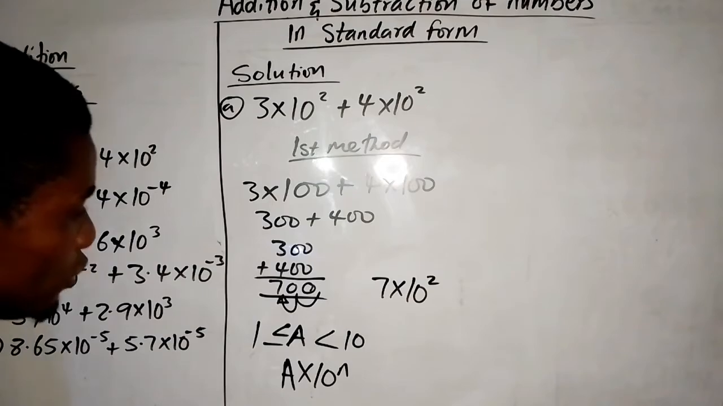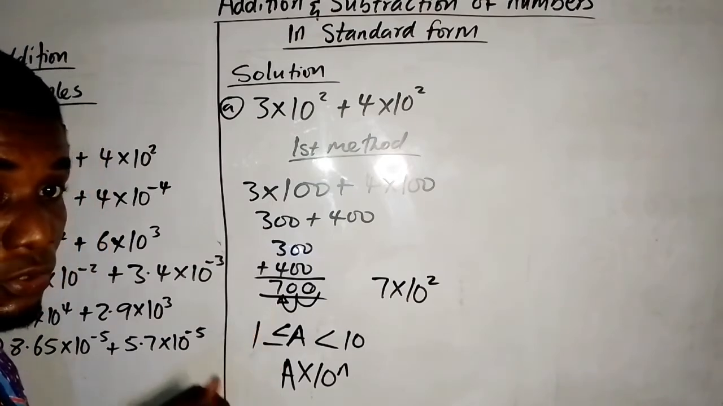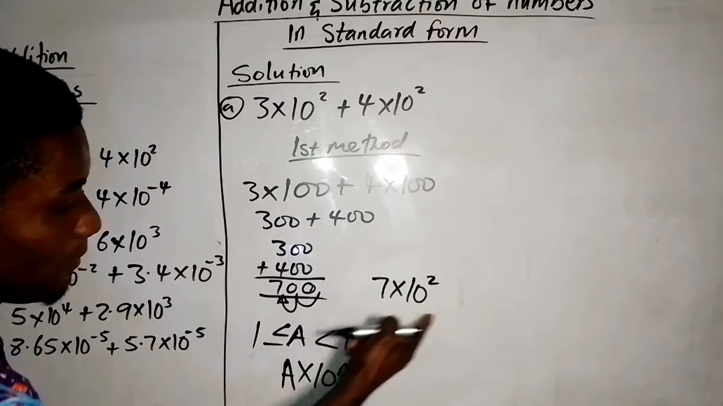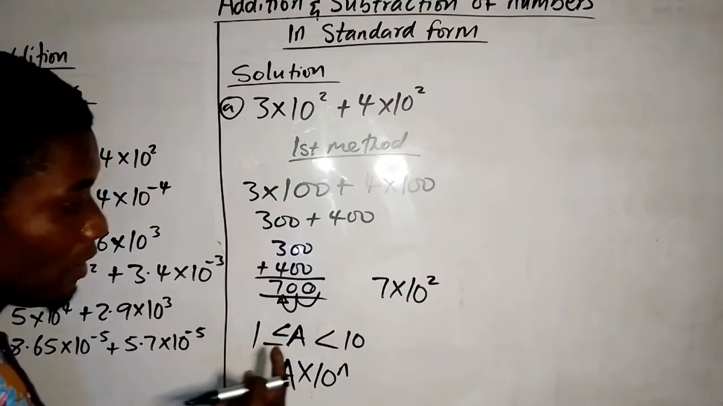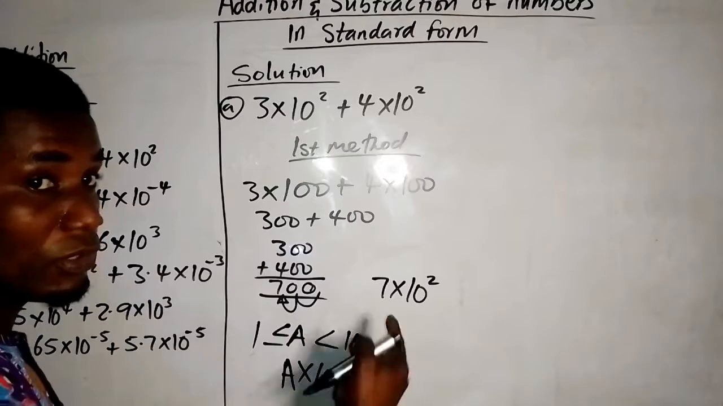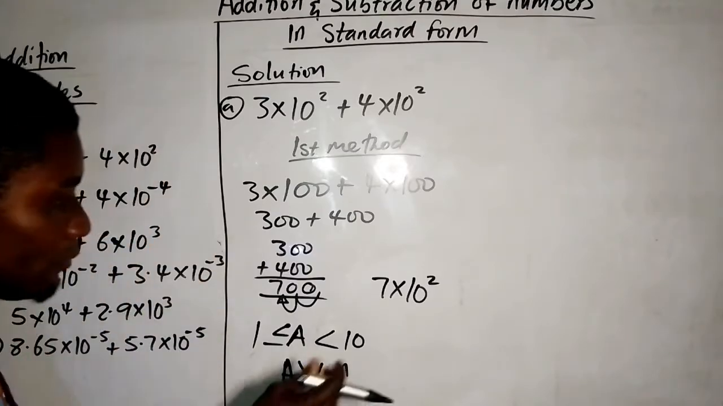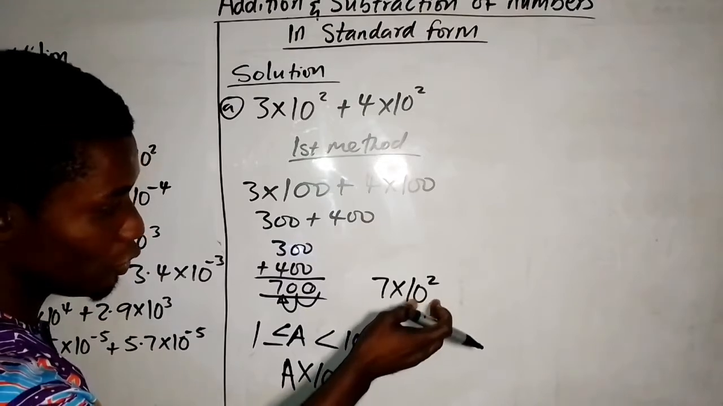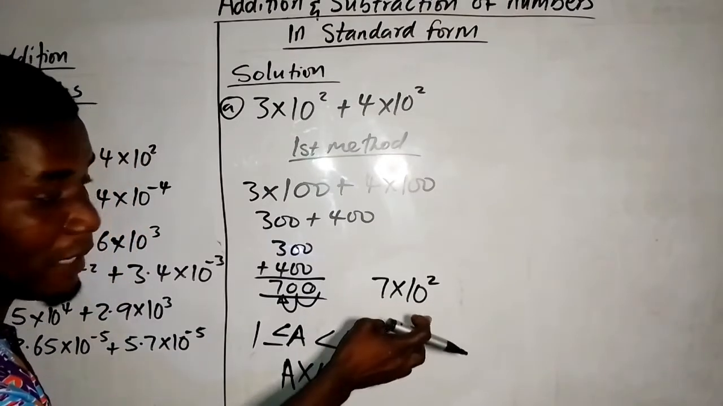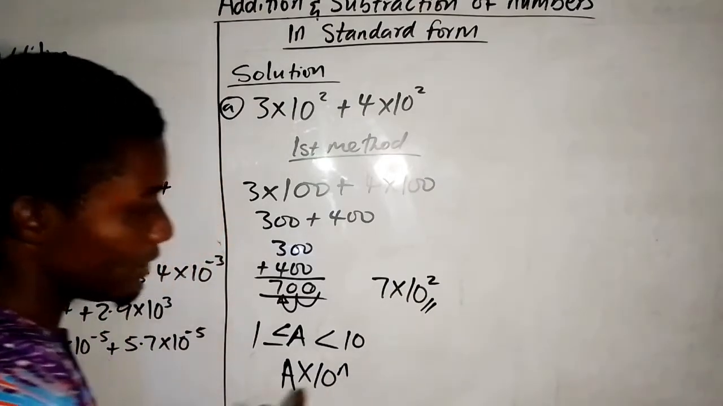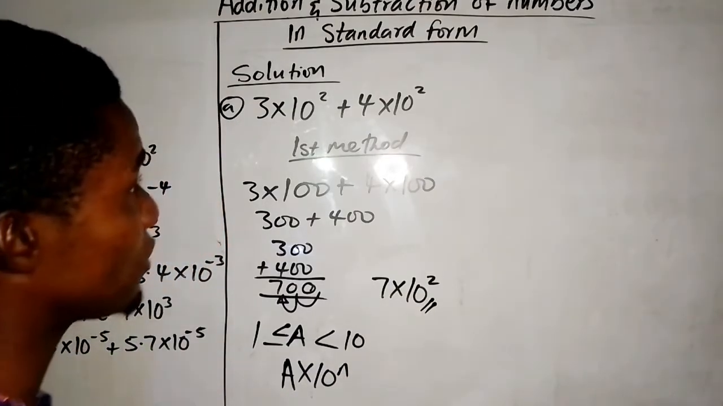If you are moving your decimal point to the left, that means your exponent is going to be positive. But if you are moving your decimal point to the right, your exponent is going to be negative. Now in this case, to express this number back, just multiply 7 by 100. You're still going to get your 700 back. So therefore, our answer is 7 times 10 raised to the power 2.